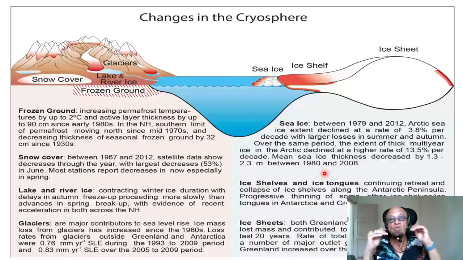But now with global warming, multi-year ice is decreasing. So you used to have a lot of 5-year ice, 4-year ice, 3-year ice. Now you have less and less of the 5-year ice, less and less of the 4-year ice, and so on and so forth. Ice shelves and ice tongues continue to retreat, with collapse of ice shelves along the Antarctic Peninsula. There is progressive thinning of some of the ice shelves or ice tongues in Antarctica and Greenland.